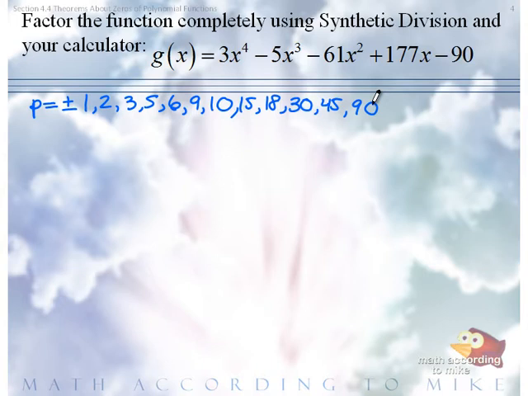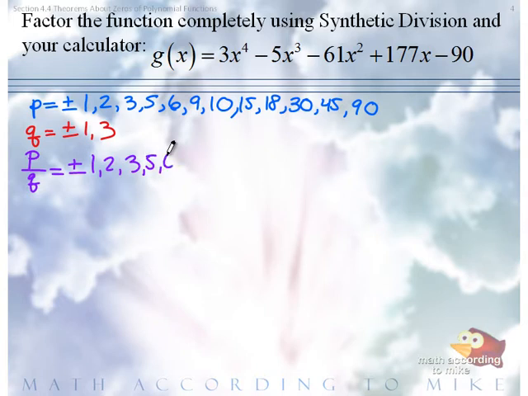Q are all the numbers that go into the leading coefficient. What goes into the leading coefficient? 1 and 3, plus or minus. So P over Q, look at that. Blue and red make purple. You're going to take your P list, divided by each term of the Q list. Well, you always get back to the P list, because you'll always be dividing at least by 1.